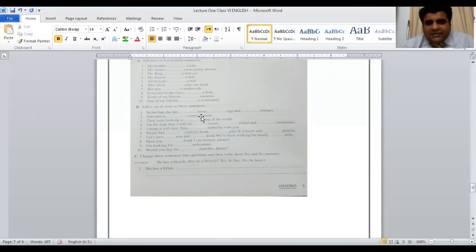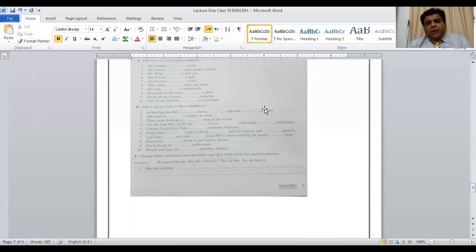Now for example, in her bag she has dash purse. Now purse is singular, so what we will use? A. Yes, in her bag she has a purse. Okay, and then dash egg. Now look, this is egg, it's a single, so we will say an egg. If it is eggs, then we will not write an. So if it is egg, it means that an egg.